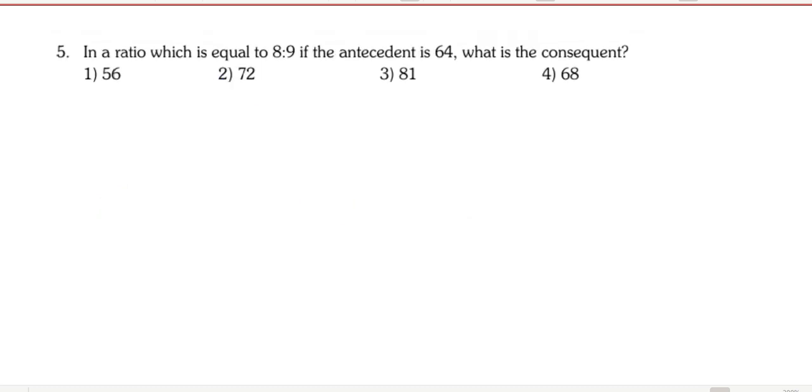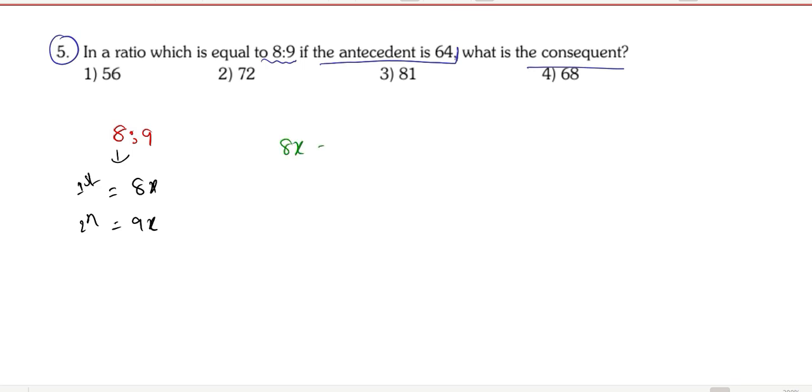Okay, now let us go with the fifth question. In the ratio which is equal to 8 is to 9, if the antecedent is 64, then what is its consequent? Here we are given the ratio 8 is to 9. In this, the first term is known as the antecedent. Suppose the first term is 8x and the second term is 9x, and as per the question, this first term 8x is equal to 64. From this, x is equal to 64 by 8, and we know that 8 eights are 64.